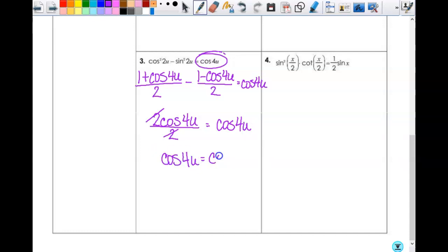equals cosine 4u. Aren't you special? You all get cosines. Feel like Oprah. It's cosine for you and cosine for you. All right. You get a cosine.